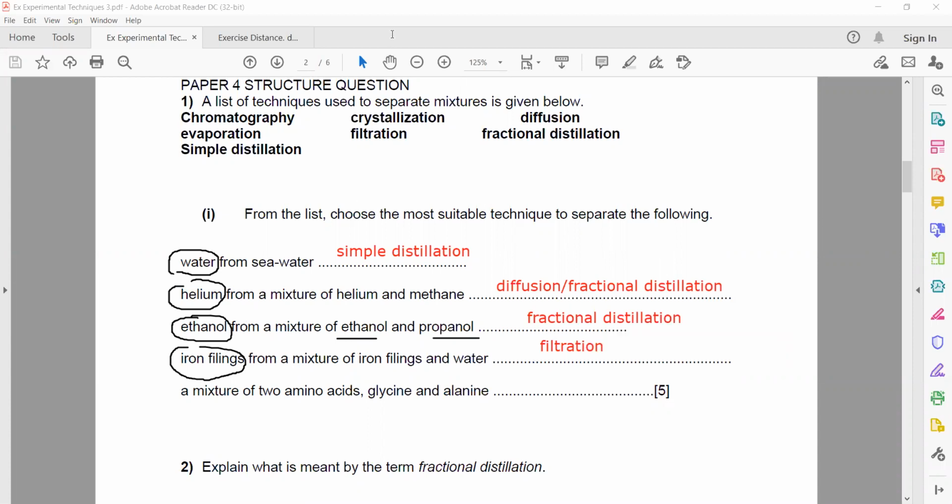And amino acids are colorless. So for amino acids, colors, dyes, food colors, what do we use? We use chromatography. Is it clear? Question 1. Anyone having a doubt?